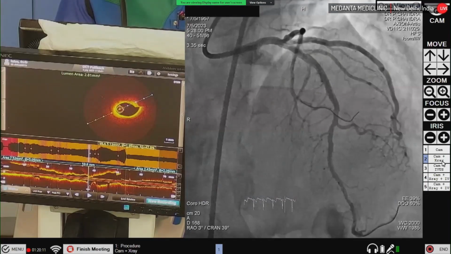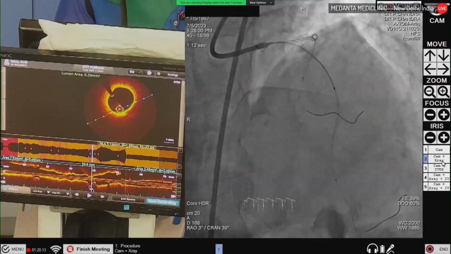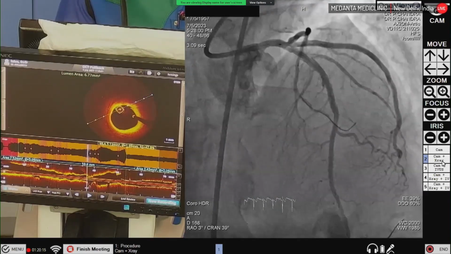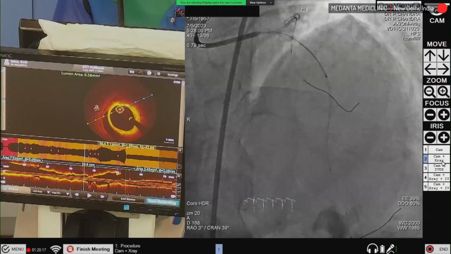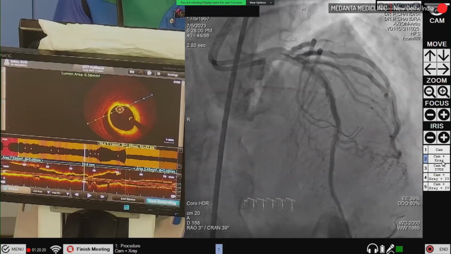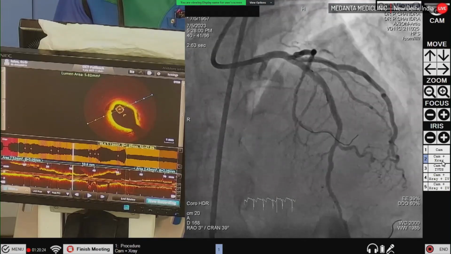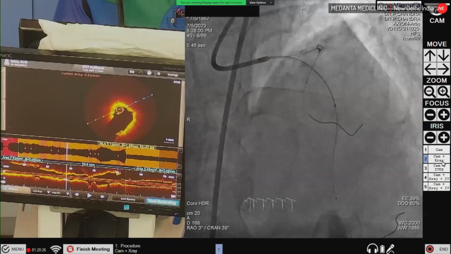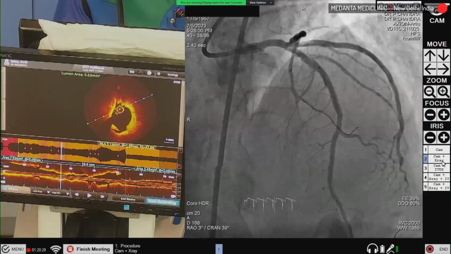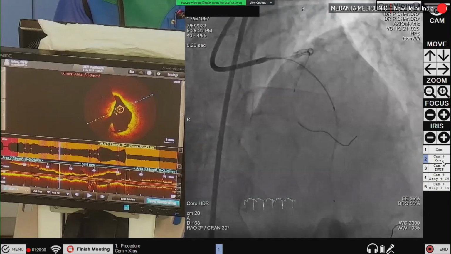So the ostium of the LAD is still fine, the ostium is okay. And go down. Here it is. So there is a hematoma which is happening below the artery. Go down. Here the lumen is a little less. So we need to cover it up.